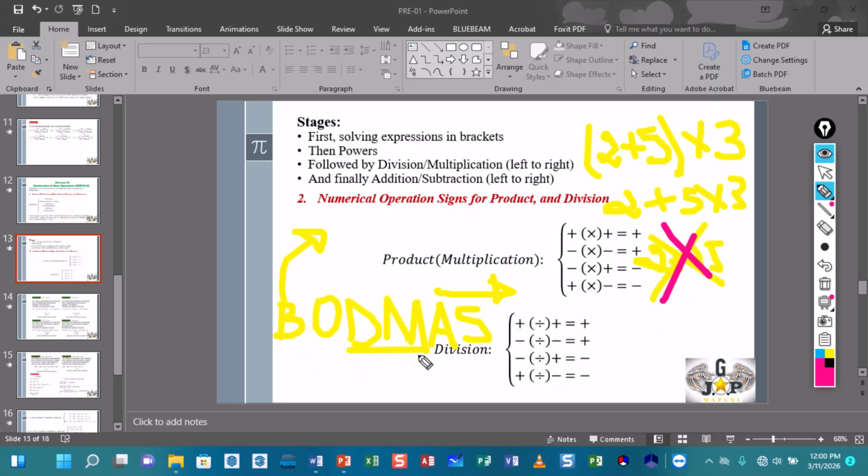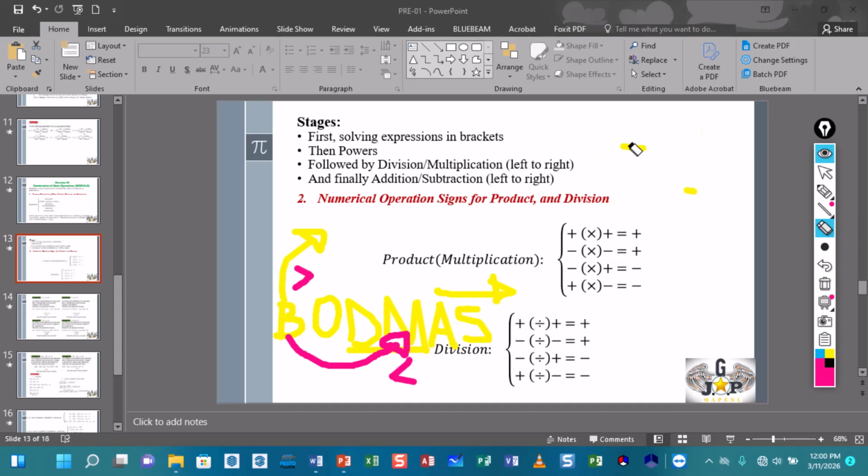So what you do, you solve whatever is enclosed in the bracket, then the result gotten, you multiply it with the multiplication number, because the B comes before the M. B greater, M lesser. You see?